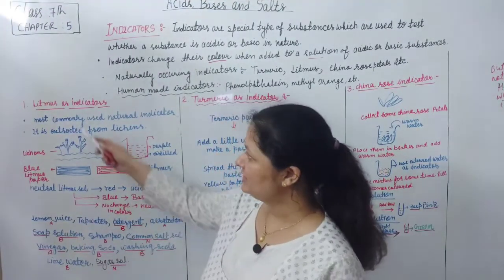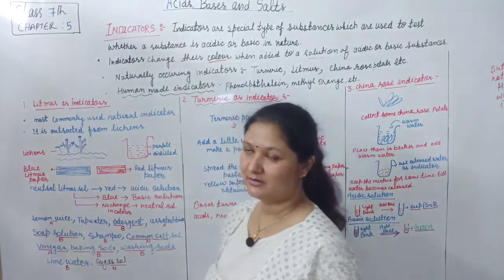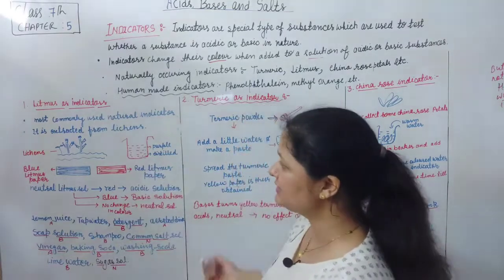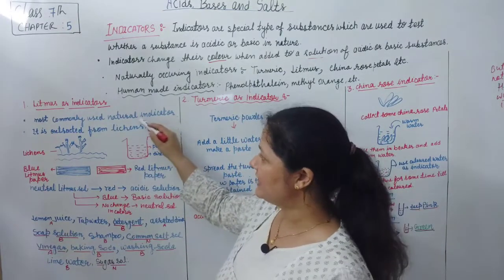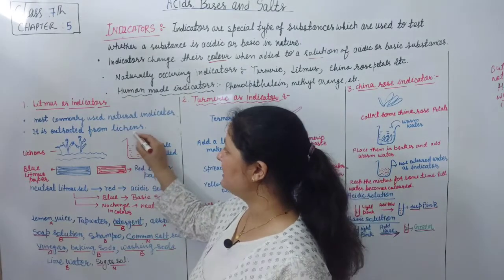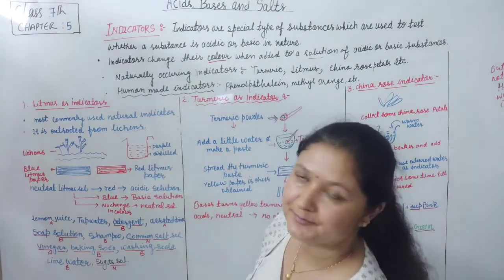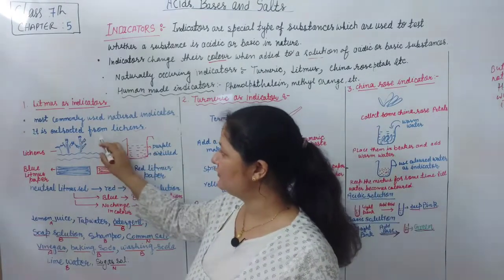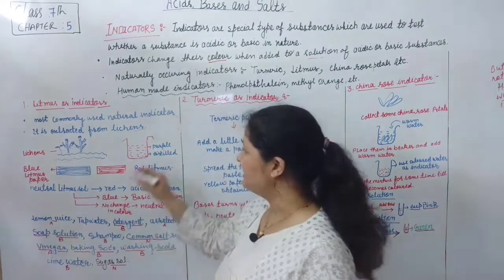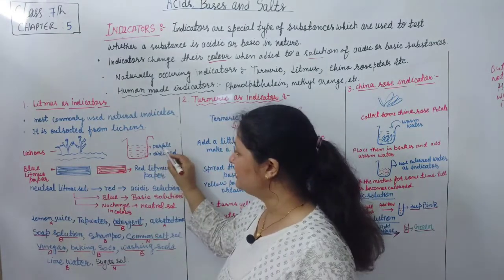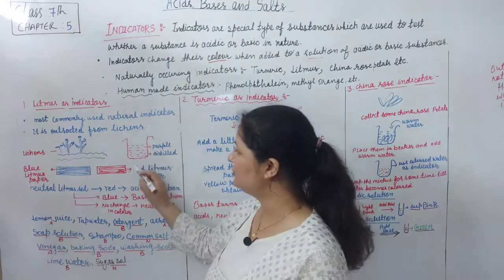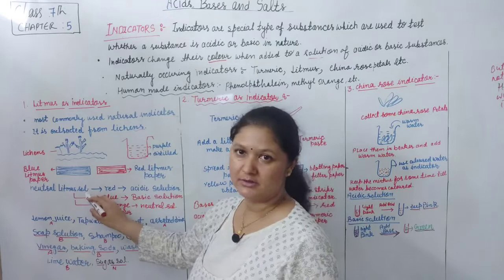So first one is litmus. Litmus as an indicator. Litmus is the most commonly used natural indicator. It is extracted from the lichens plant. See, this is a lichen plant. It has a purple or mauve color in distilled water. This is also called neutral litmus solution, right?